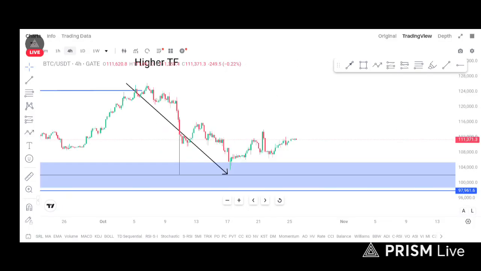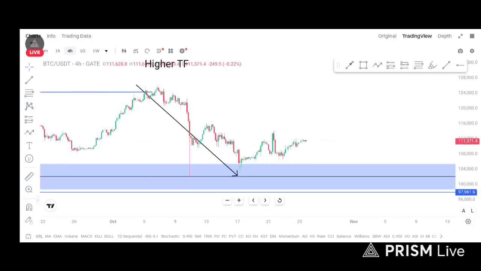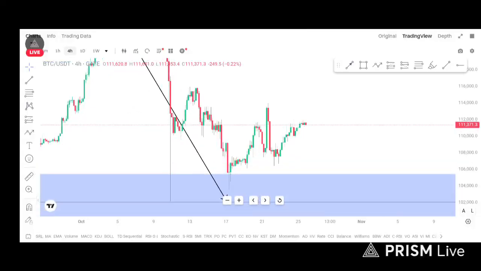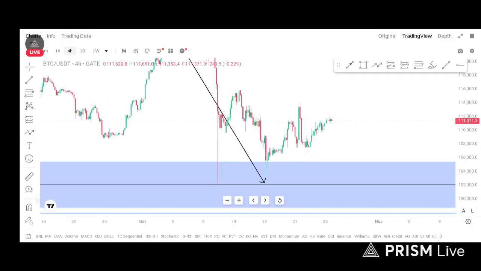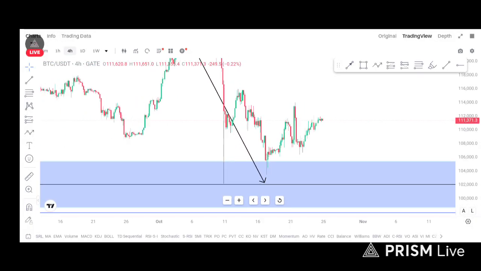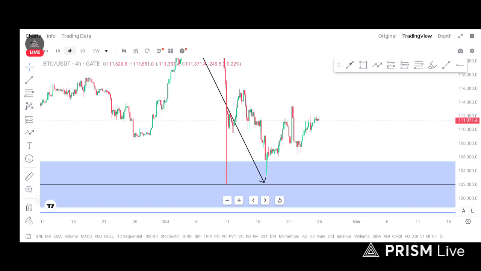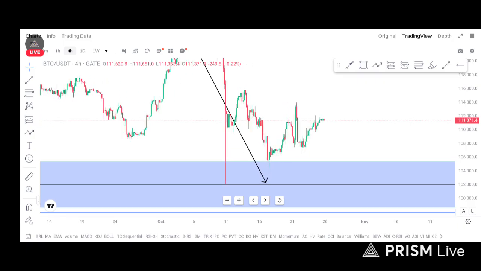So now what are we going to be doing on the 4-hour time frame? Watch, we'll be looking out for a break of structure to the direction that we want markets to be going, that we are anticipating markets to go. Are you getting it? We want a break of structure to the direction we want markets to go.